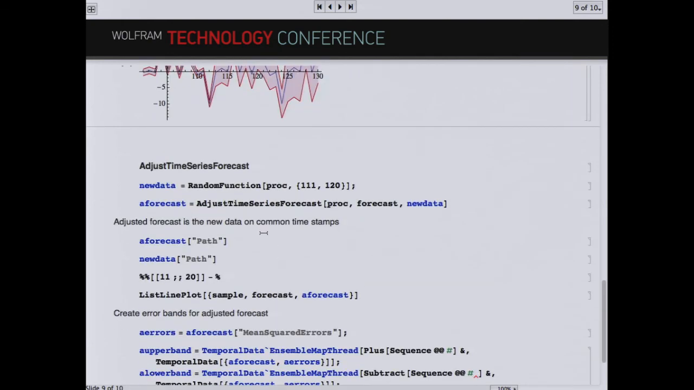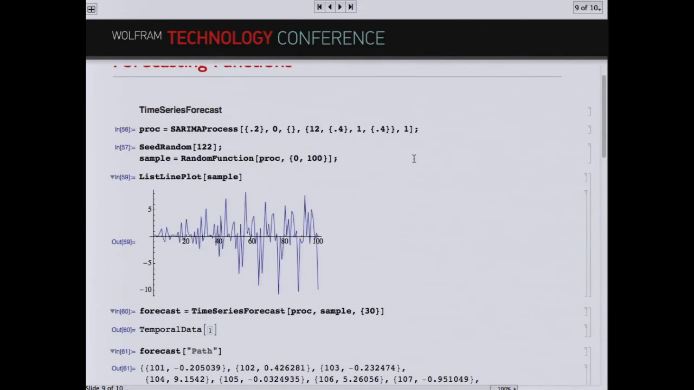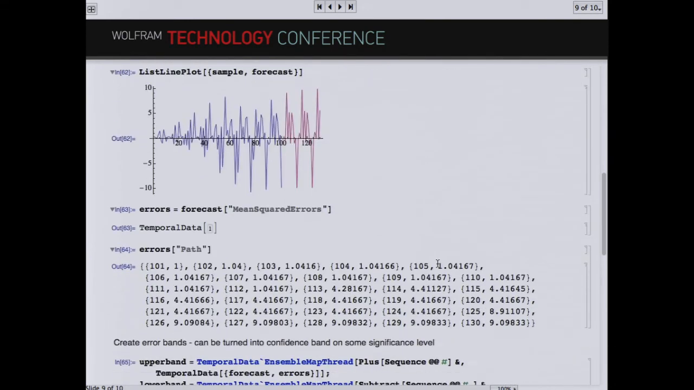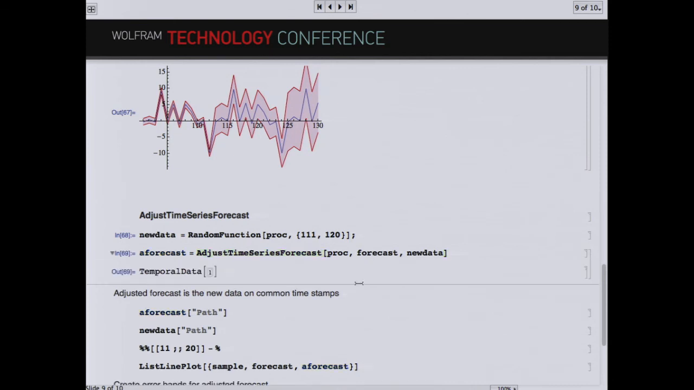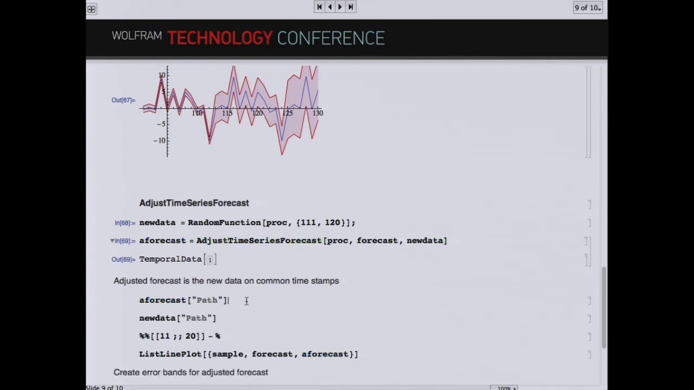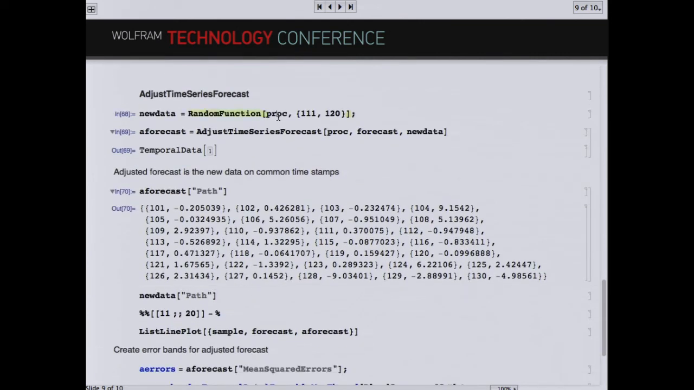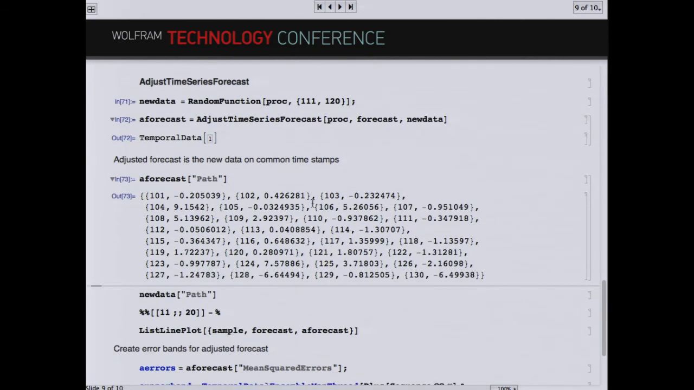So then the adjust time series forecast. Assuming I have new data, and you see I'm manipulating the timestamps. Our data here was going up to 100, right? I have a forecast that goes up to 130. I now create new data that goes from 111 to 112. And so I create the adjusted forecast on this. Okay, that's the path. Okay, so that's our adjusted forecast.